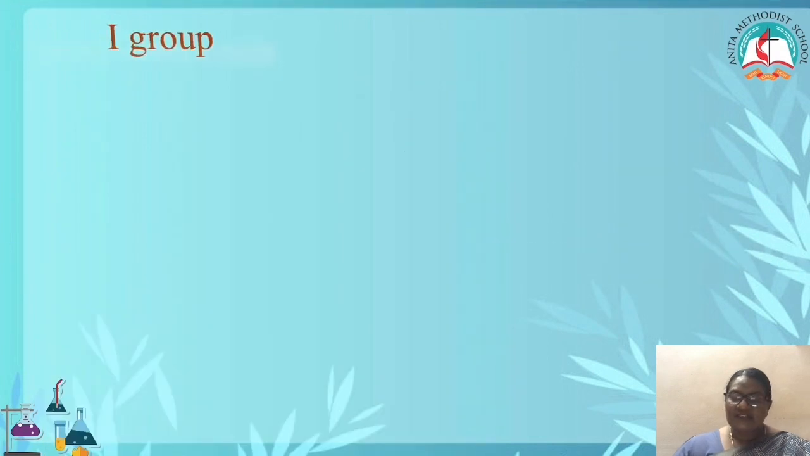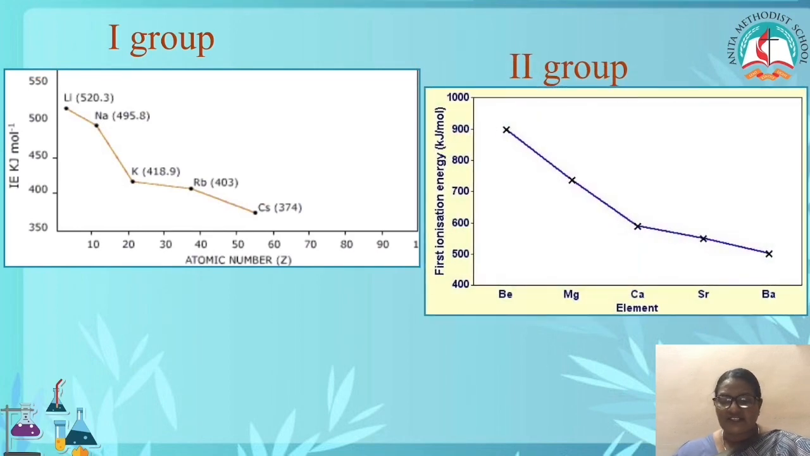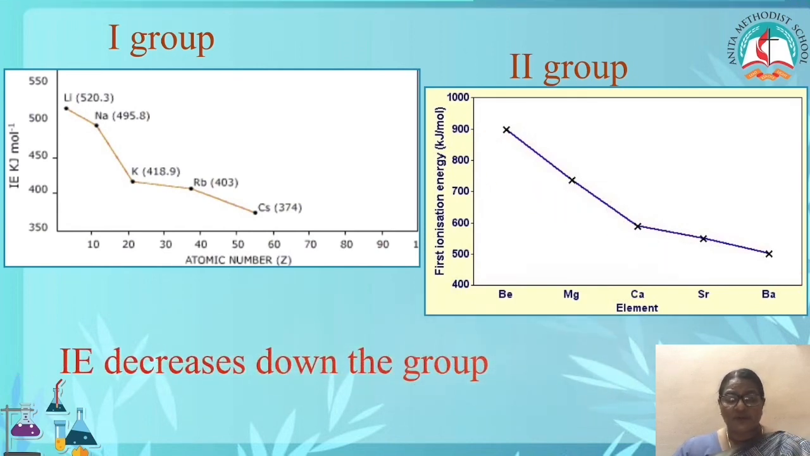Let's try to understand this with the graph. This is the variation of ionization energy for group elements. Lithium, sodium, potassium. You can see that the curve comes downwards. It keeps on decreasing. Similarly, in the case of the second group also, we can see there is a dip in the curve. The ionization energy decreases like this: beryllium, magnesium, calcium, so on. So, in general, when I go down the group, ionization energy decreases.